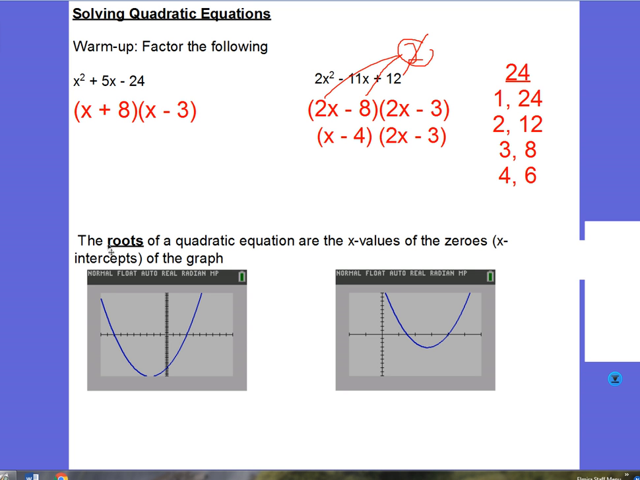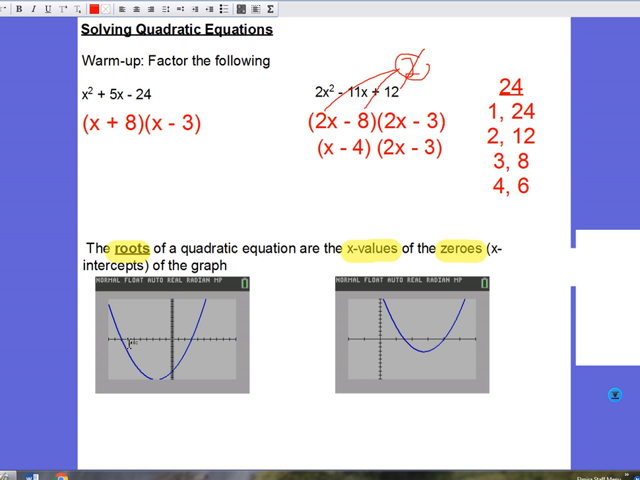Okay, we got a vocabulary word here. It is roots, and the roots of a quadratic equation are the x values of the zeros, which are the x-intercepts of the graph. So if you notice, we got a 0 right here at negative 8, 0. Excuse me, I said it backwards. And we have another one over here at 3, 0.